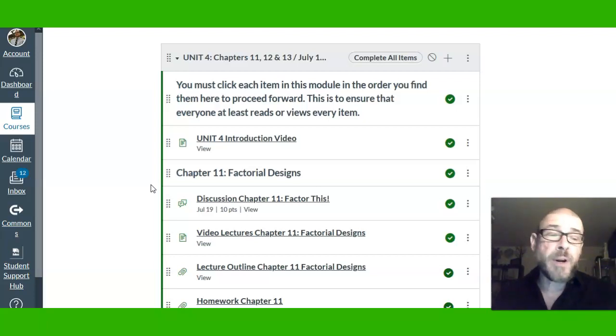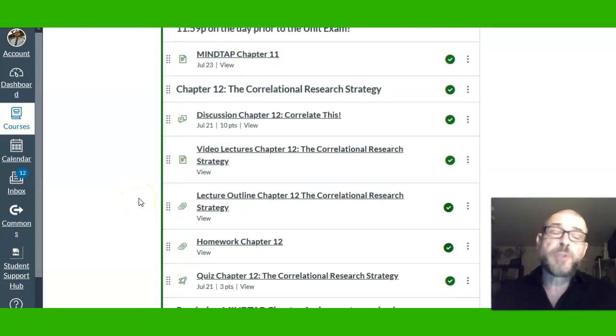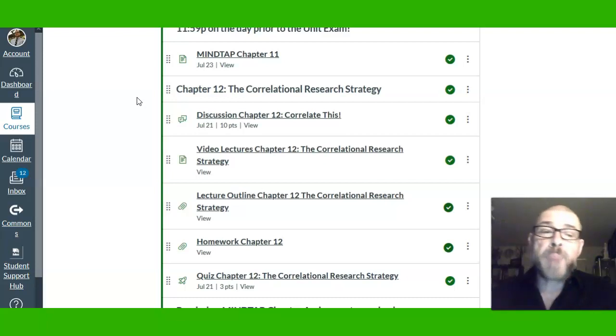The second chapter, chapter 12, deals with the correlational research strategy. You might recall that in two chapters already in the course we've touched on correlations: back in chapter 3, our chapter on measurement, and also chapter 6, our chapter that introduced all the various research strategies. So this is a chapter that's exclusively devoted to the correlational research strategy. And you might remember that mantra with correlations.